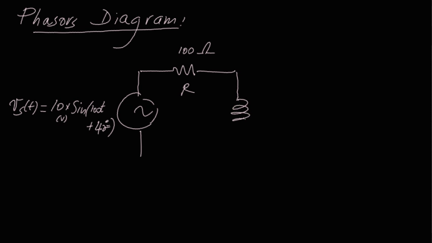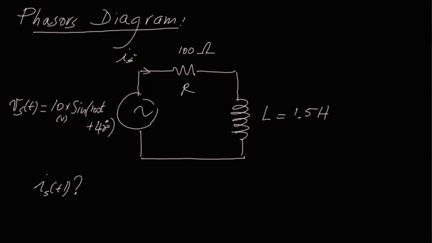And we're going to put in here an inductor. It could have been a capacitor, by the way, the logic is the same. And let's say that the value of the inductor is 1.5 henries. All right? Let's say that the question is, what is Is of t? That means, what's the current? What's the expression of the current that flows in here?